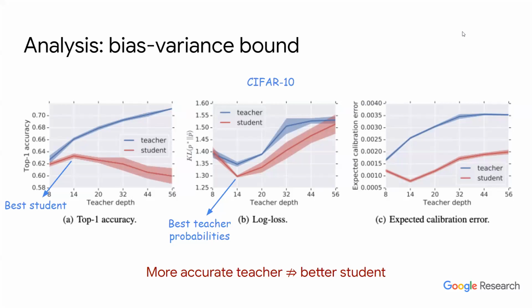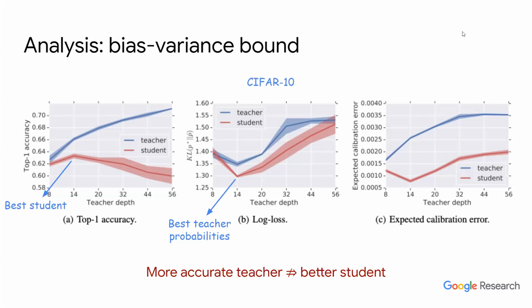But when you distill from this teacher to a student, this is the teacher depth and the student is fixed. When you train from the depth 14 teacher, the performance of the student is actually better. The best was achieved at 14. Is that the test accuracy? The top 1 accuracy? Yes, test accuracy.